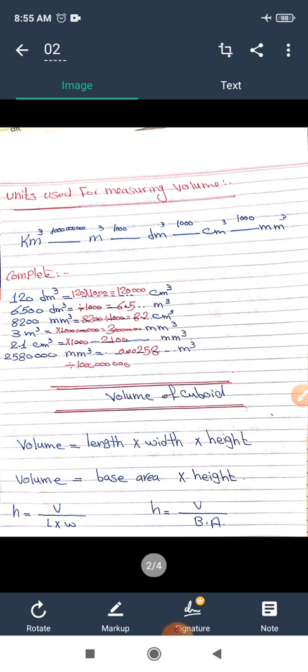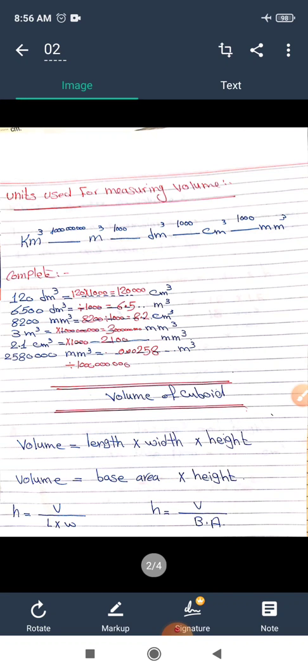Complete. 120 cubic decimeters equal how many cubic centimeters? From cubic decimeter to cubic centimeter, multiply by 1000, equals 120,000. Number 2, 6,500 cubic decimeters equal how many cubic meters? To convert from cubic decimeter to cubic meter, divide by 1000, equals 6.5. Put a decimal point after 3 digits.